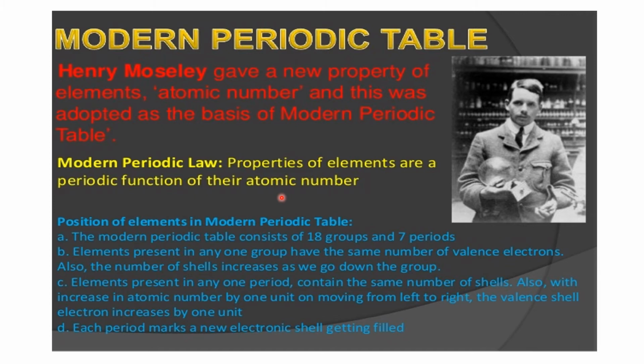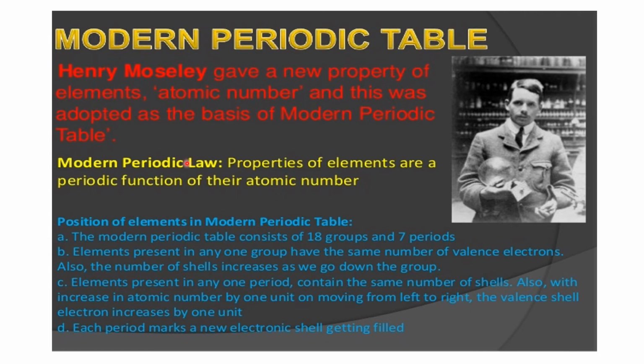When he arranged the elements in increasing order of their atomic number, he observed that the properties of these elements are periodic functions of their atomic number. That means the properties are repeating, coming periodically. So what does periodic mean? The function, that is the chemical property, is due to their atomic number.